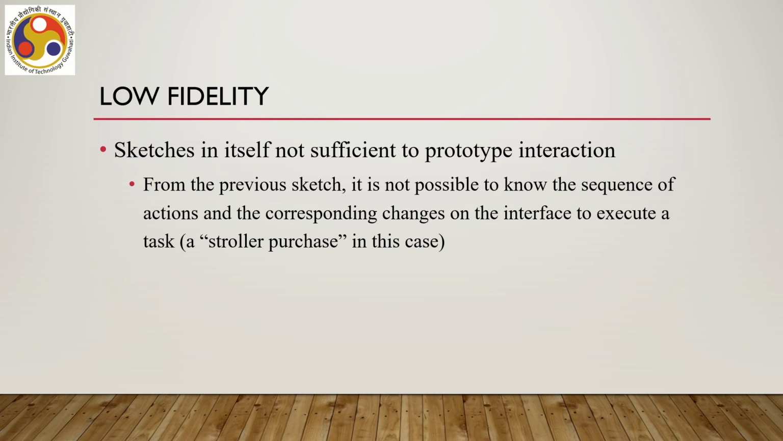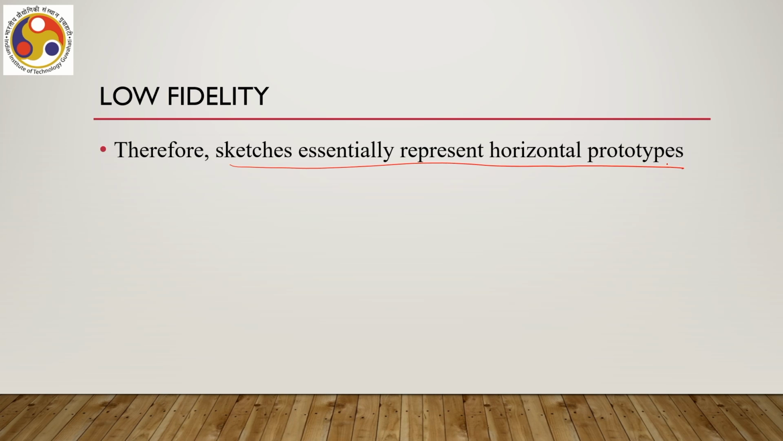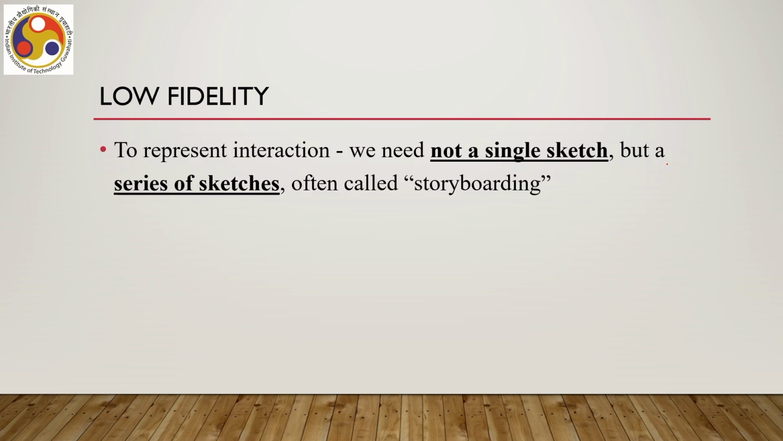Now, sketches are primarily meant for horizontal prototypes. In itself, a single sketch is not sufficient to prototype interactions. From the previous sketch example, we can see that it is not possible to know the sequence of actions and the corresponding changes on the interface to execute a task such as a purchase, for which we can use a prototype. Therefore, sketches are essentially used to represent horizontal prototypes.